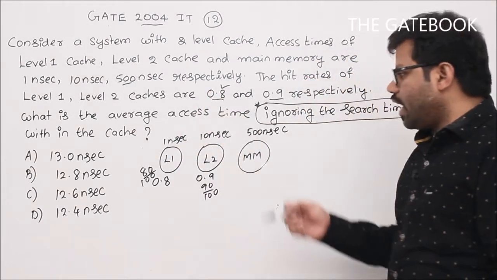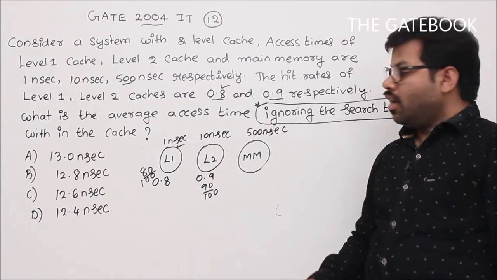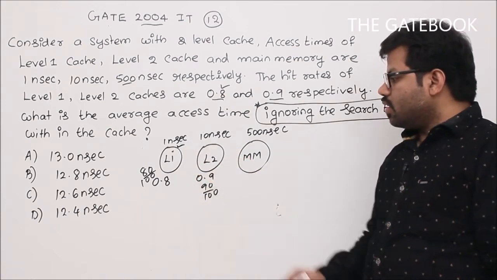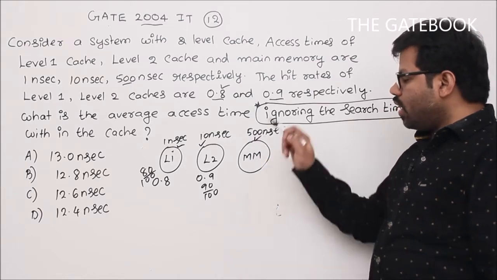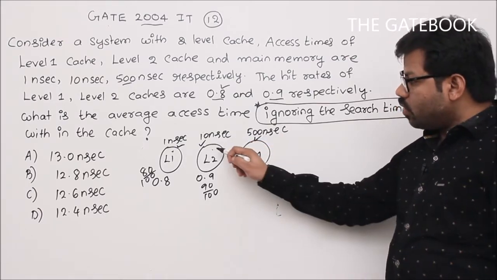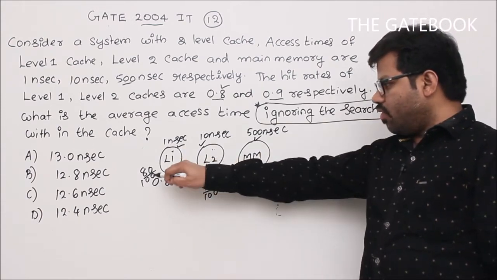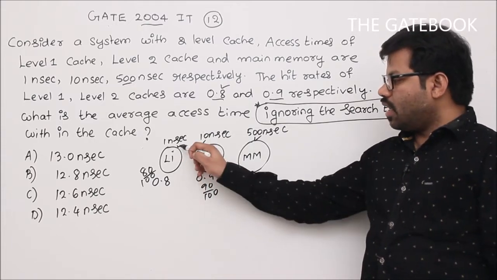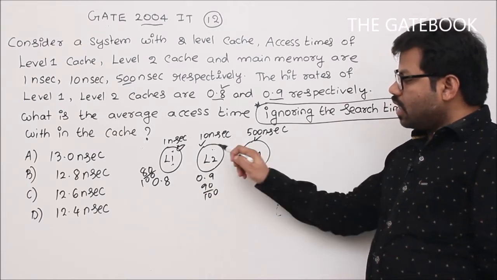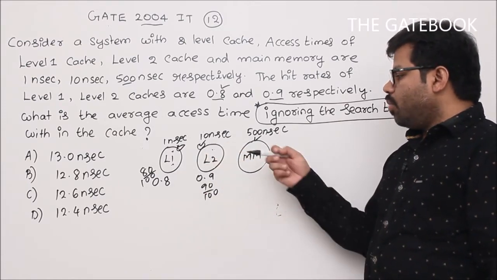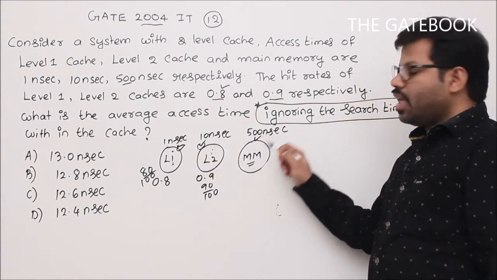Now the question is, what is the average access time? It's a straightforward question. We have a formula, and we have to apply that formula. Every time we access L1. Whenever there is a miss in L1, we access L2. Sometimes we access L2 and main memory, sometimes only L2. Now you see, L1 is always accessed, and whenever there is a miss in L1, L2 is always accessed, but main memory is not always accessed. When L1 misses and L2 misses, then main memory is accessed.